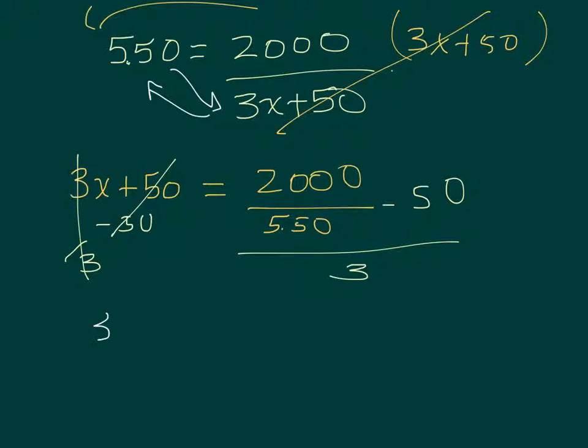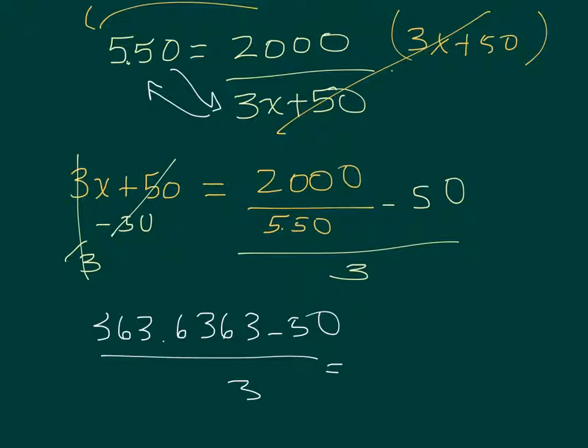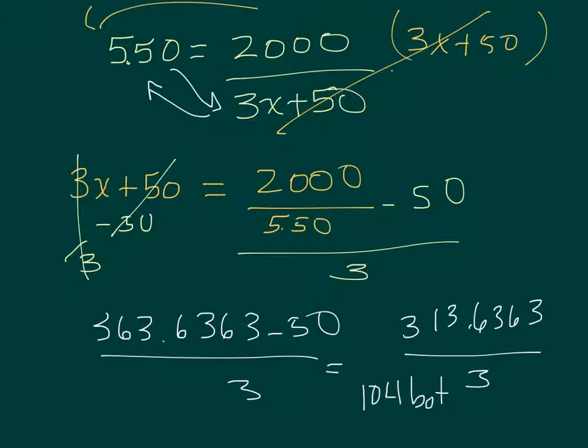I actually get 363.6363 and so on. I'm going to subtract 50, so I get 313.6363 and so on. I'm going to divide by 3, and that's going to give me 104 bottles.